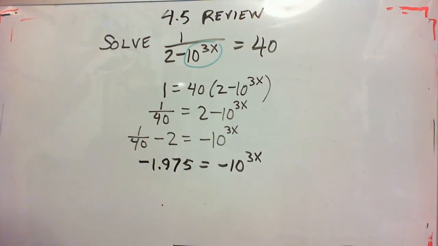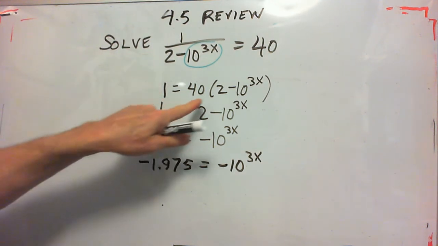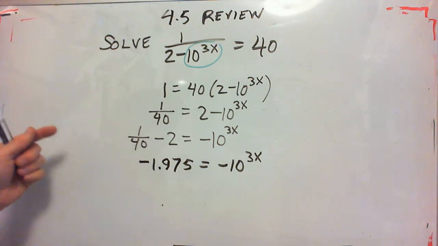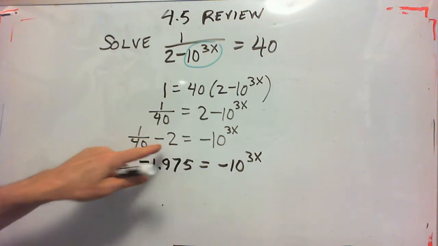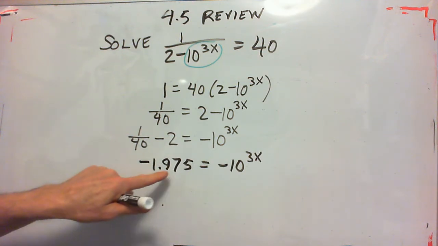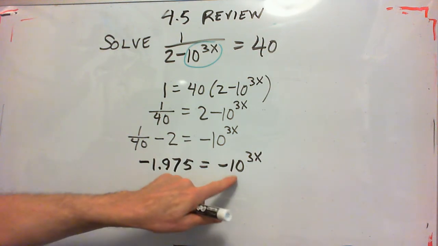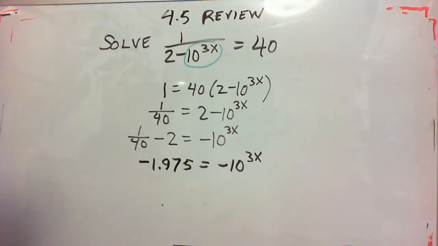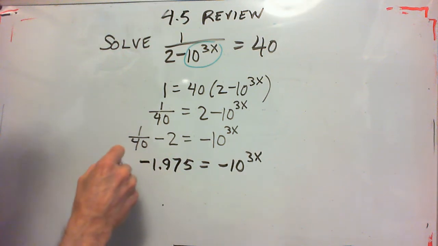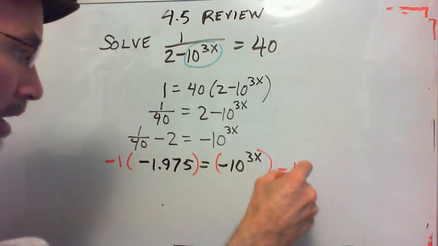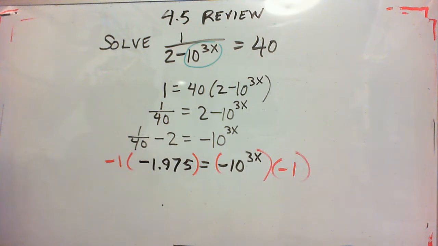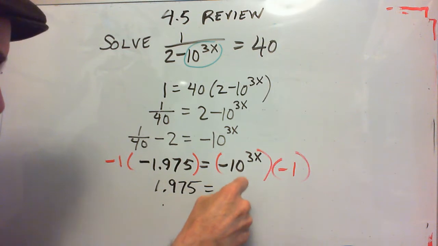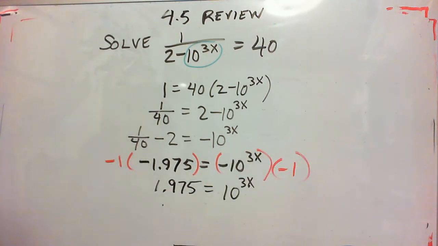Okay, so when you do this, multiply both sides by that denominator. Then I would divide both sides by 40. Then subtract 2 from both sides. And that gives you negative 1.975 equals the negative of 10 to the 3x. Well, I want just plain old 10 to the 3x. So to turn that negative to positive, multiply both sides by a negative 1. And so you get 1.975 equals 10 to the 3x.